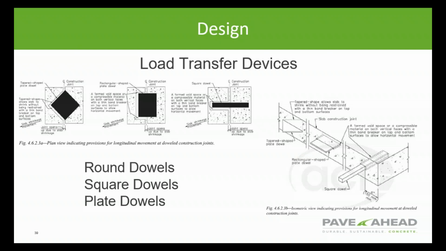Plate dowels are commonly used in construction and contraction joints for heavy-duty pavements, and they can minimize shrinkage restraint by having compressible material on the vertical faces with a thin bond breaker on the top and the bottom of the dowel.